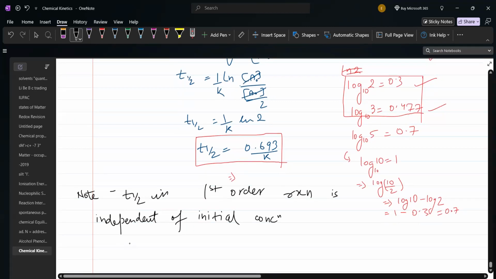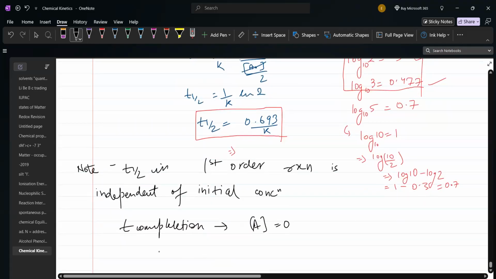Let's find T completion. At T completion, what will be A? The remaining concentration A will be 0, right? Yes, sir. So let's try to write this in formula. Kt is equal to ln A naught upon A.